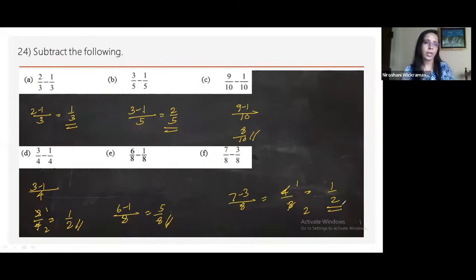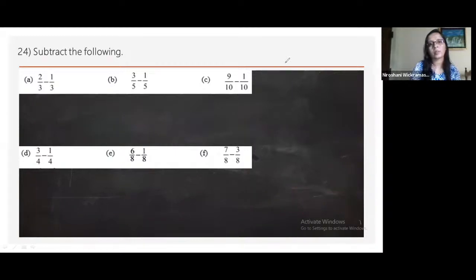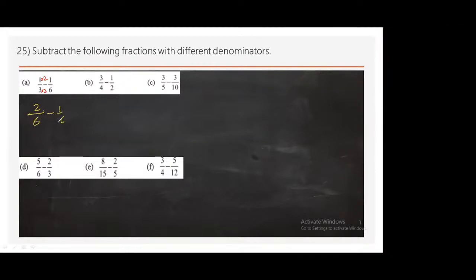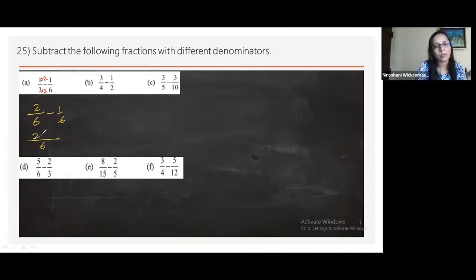Now let's do the fractions with different denominators, right? We'll subtract fractions with different denominators. Subtract the following fractions with different denominators. So like earlier, you have to make them equal, right? This is by 2, this is by 2. 2 times 1, 2 over 3 times 2, 6, minus 1 over 6. So what is the common denominator? 6. 2 minus 1, 1 over 6.